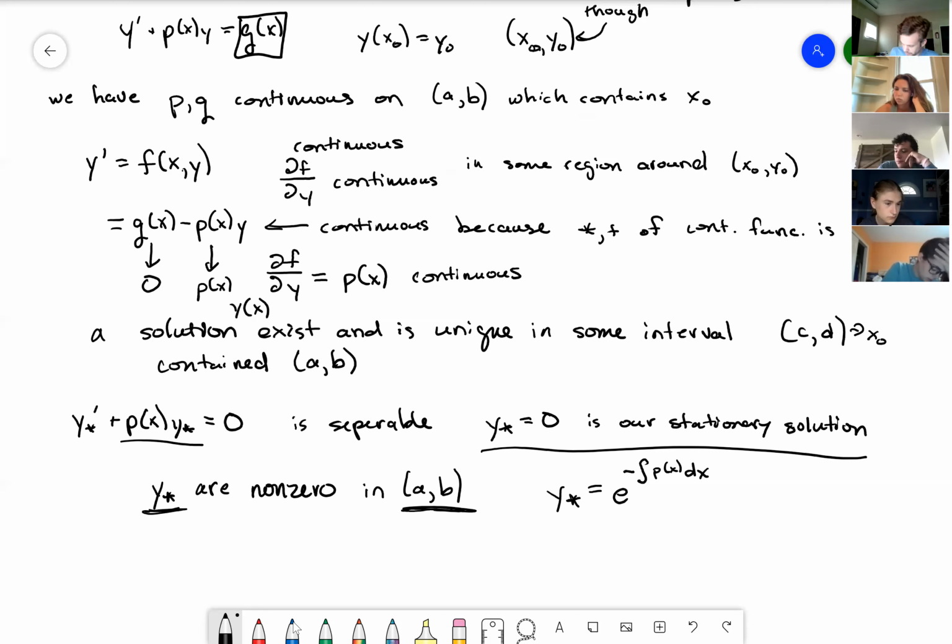If we wanted a general homogeneous solution or a particular homogeneous solution that was negative, we would set that C equal to a negative number, and then it would be negative always. It would never cross into the positive part because it never goes to zero.